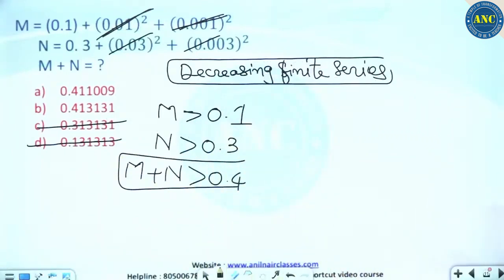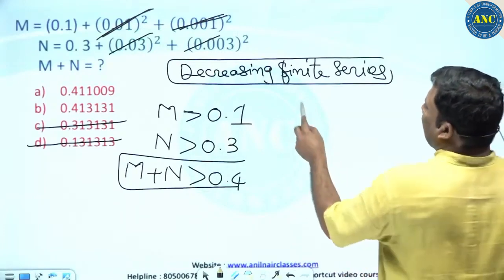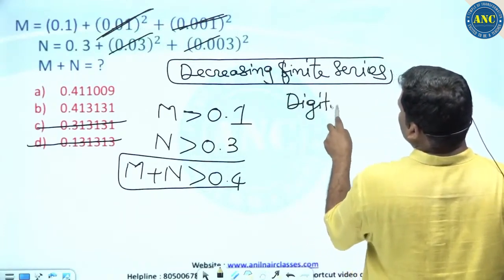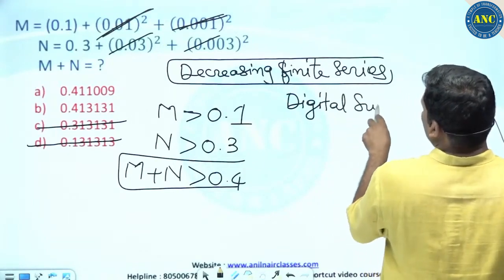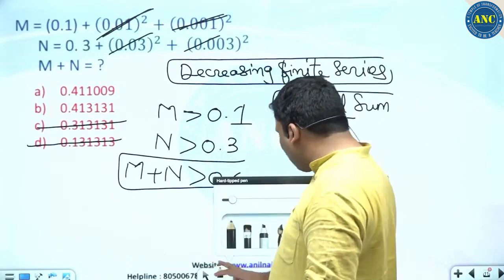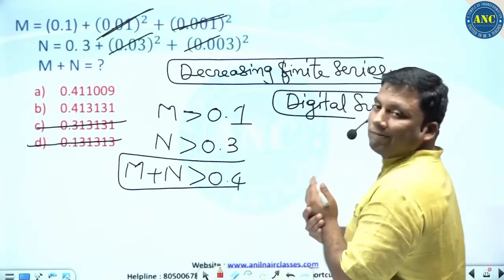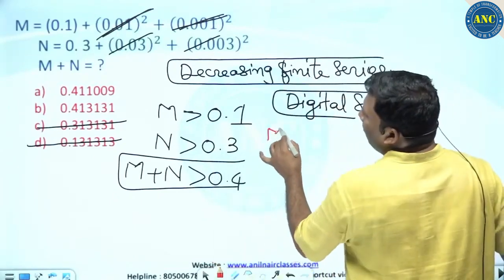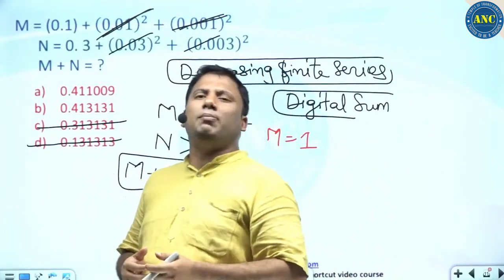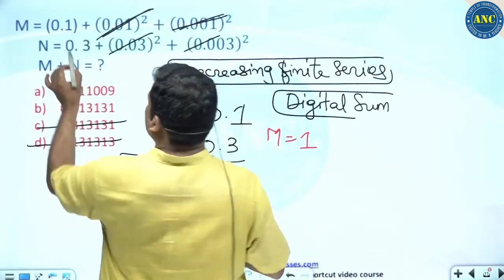It's a finite series. What you can do is, now see here, listen carefully. Because it's a decreasing finite series, you can use the concept of digital sum. How can you solve this question using digital sum? M is equivalent to 0.1 digital sum. Digital sum is defined as the sum of the digits until you get a single digit number.